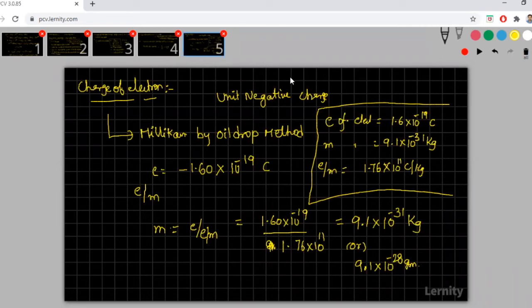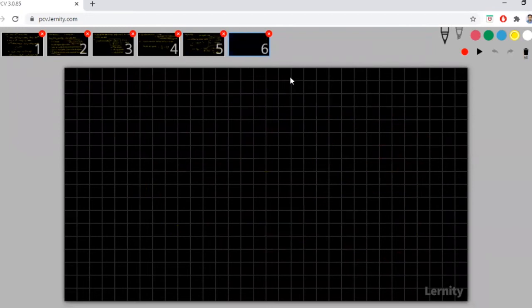Now I want to give another important point. The charge of the electron is determined by the Millikan oil drop method. In this, Millikan concluded one important formula.